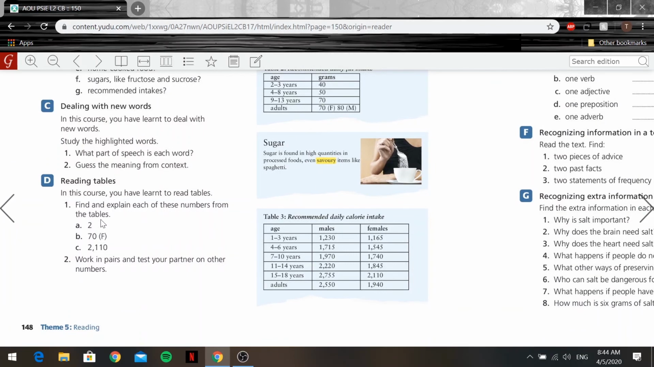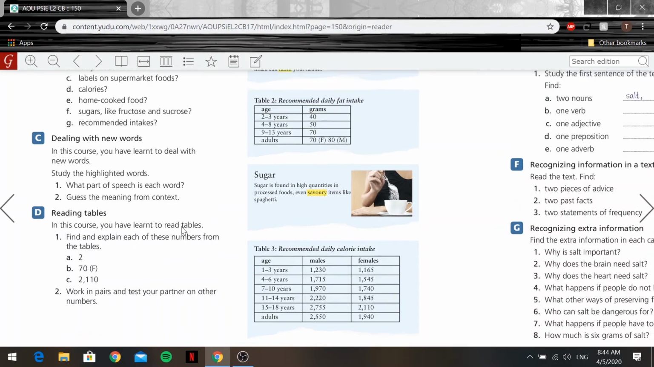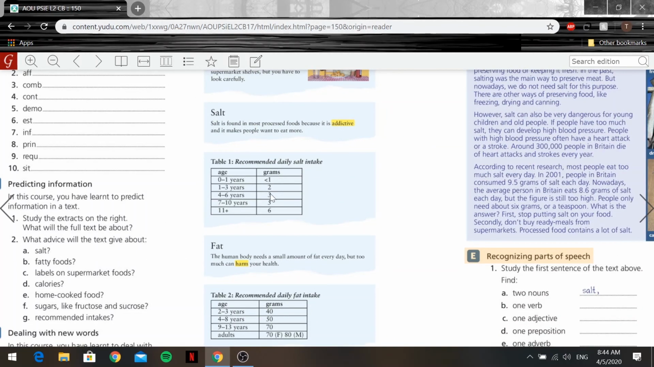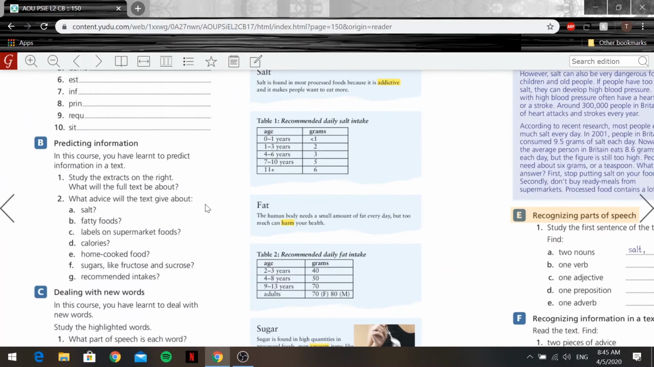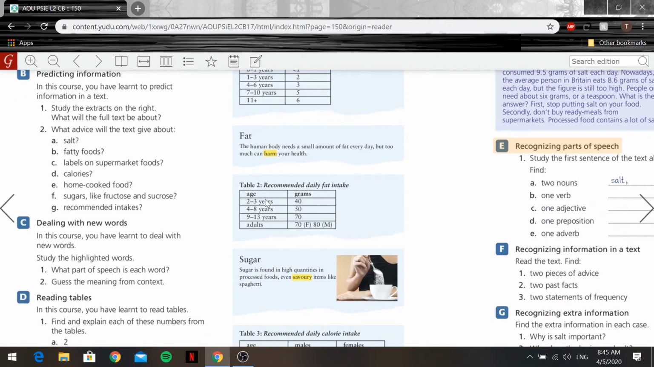Now let's go to exercise D, reading tables. In this course, you have learned to read tables. Yes, we did. Find and explain each of these numbers from the tables. Right, so for table A, we have 2. So I think table A, we have the number 2. Okay, it represents grams. So we'll simply say that this is the recommended daily intake of salt in grams, okay, for children aged 1 to 3 years. Okay, B, 70F, okay, where is it? Right here, table 2. So we'll say that this is the recommended daily fat intake in grams for female adults.